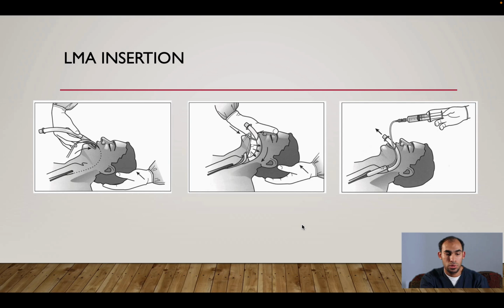So how do we insert the LMA? First, you will lubricate the tube, then you will hold it like you hold a pen, and you will insert it blindly, as you see here, and advance the airway forward. Then you will inflate the cuff with a 20 cc syringe.